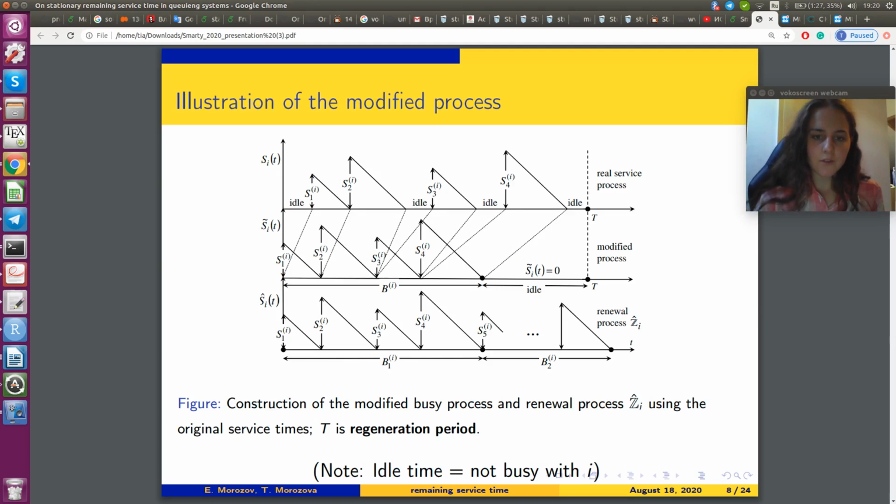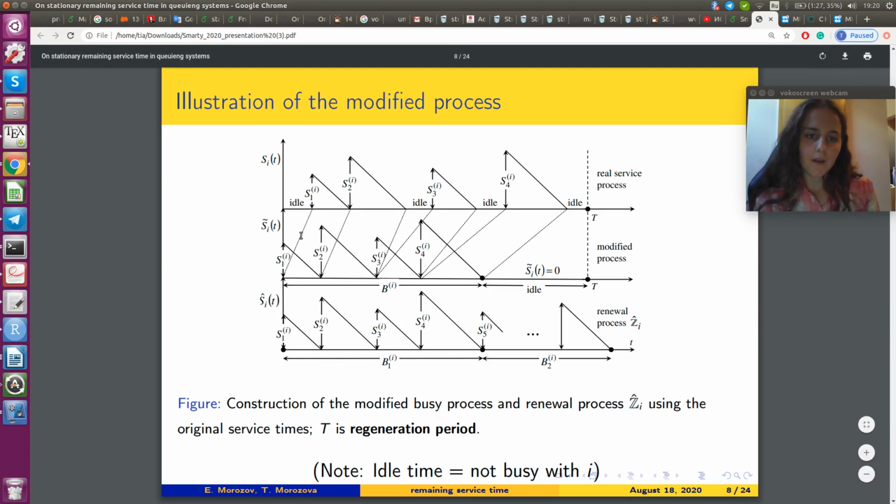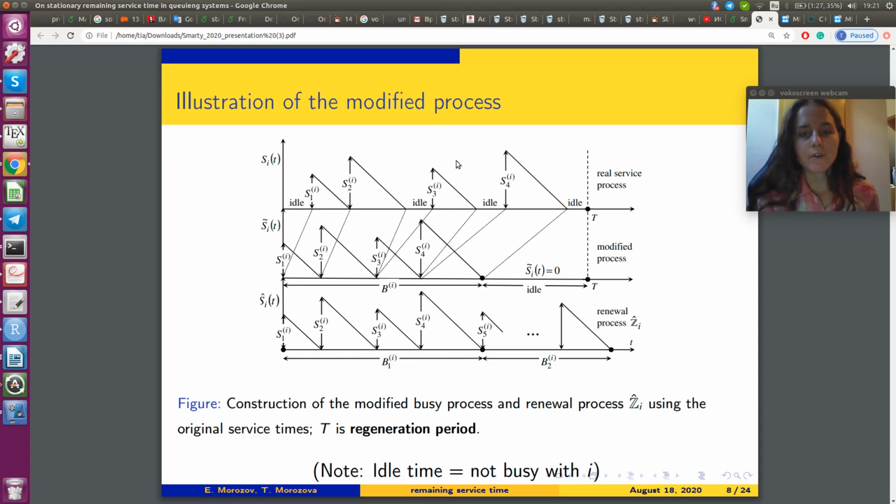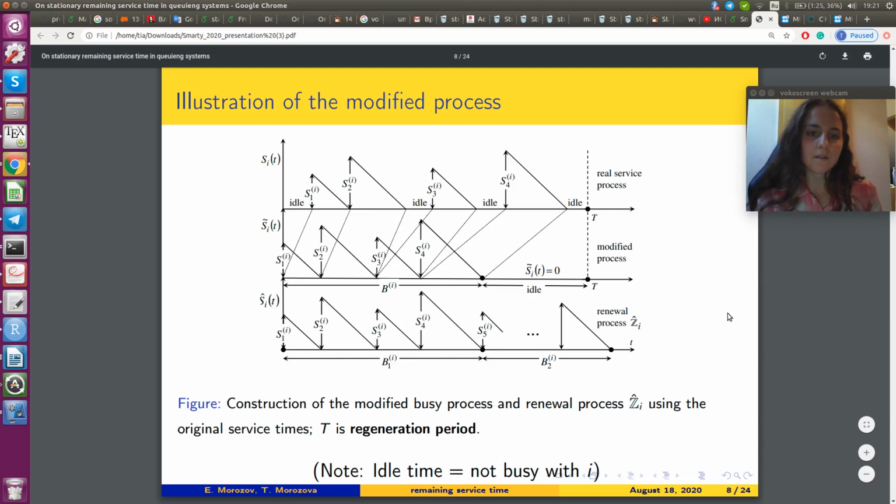We can see that more clearly in this illustration. This is our original process. We have random idle times and random busy times. Important to note, when we say idle here, we actually mean that the server is not occupied by a customer of class I. So in fact it's not really idle, but this is just the notation that we use. So we have the original service process, then the busy process, and the modified one.